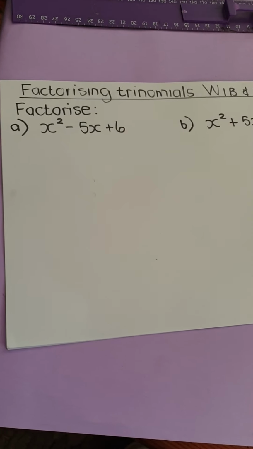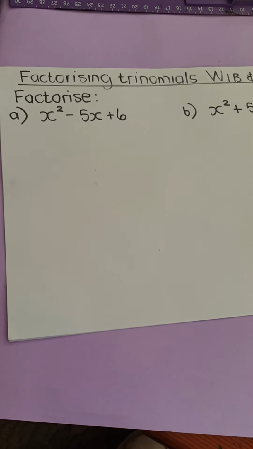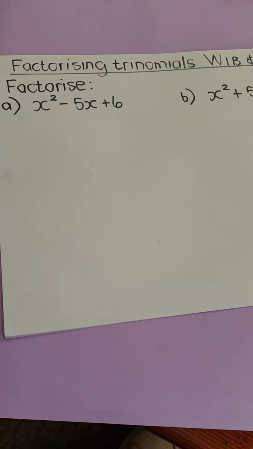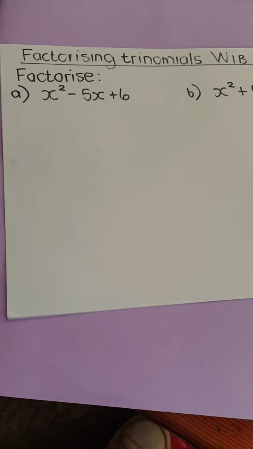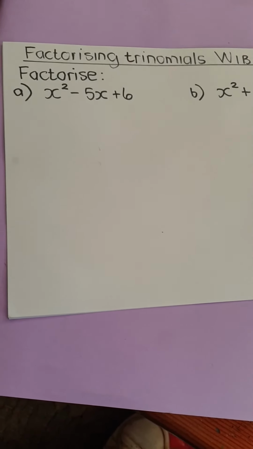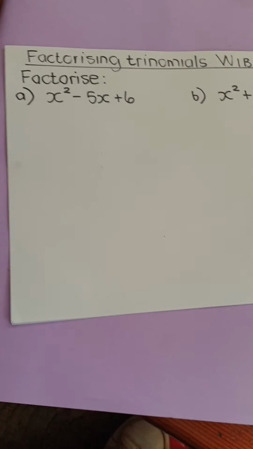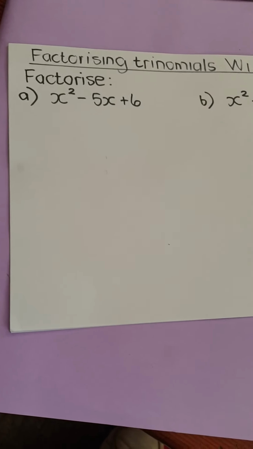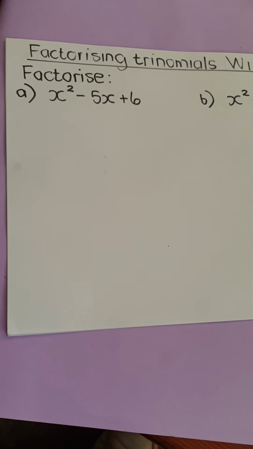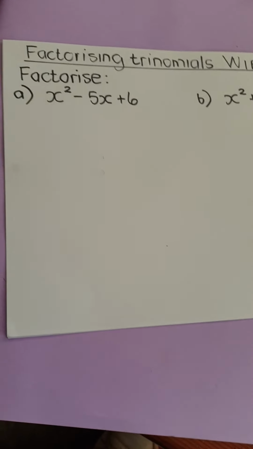Good, everybody. This is the second video in this series. It deals with worksheet 1b and worksheet 2. What is different in this video is that my trinomials don't all have positive terms. So what you need to take into account is the signs of the terms, whether it's positive or negative. So let's look at the first example.